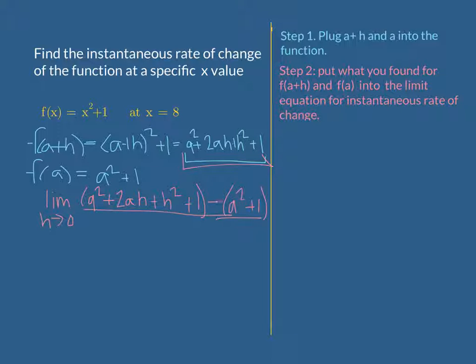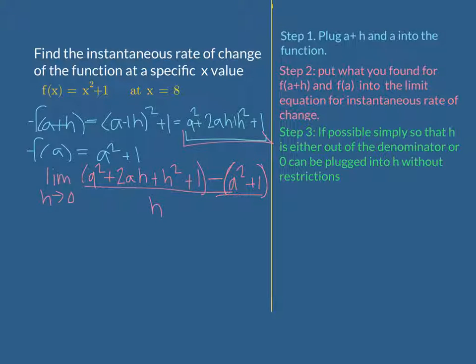Now it's important that we subtract all of f of a. Okay, so make sure you have a parenthesis around f of a if there's more than one piece to it. And then all of that divided by h. Alright, so step 3 is, if possible, simplify so that h is either out of the denominator completely or 0 can be plugged into h without any restrictions. So let's take a look at what that means.